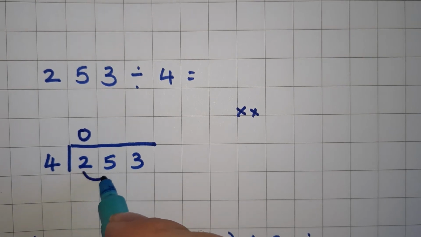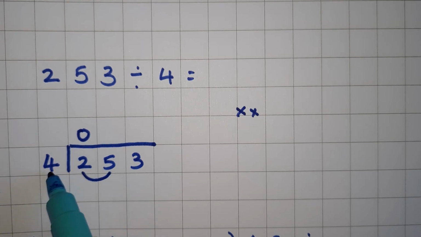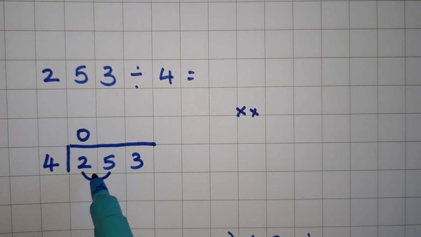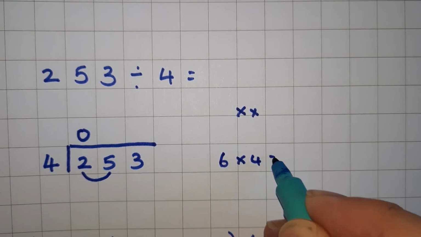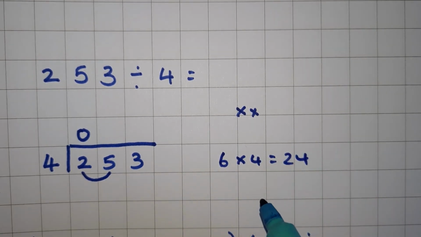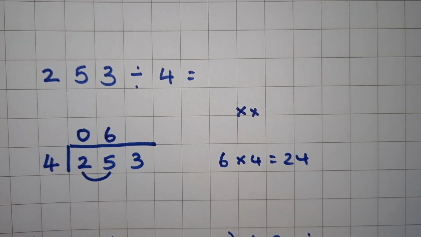So we're going to link it to the next number to make 25. How many groups of 4 go into 25? Well, 6 times 4 equals 24. So that's 24 from 25 gives us one left over. That's 6 whole groups with one left over, which will go into the next column to give us 13.